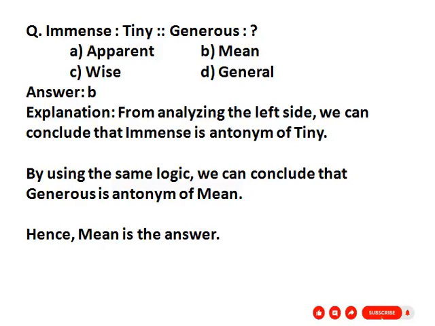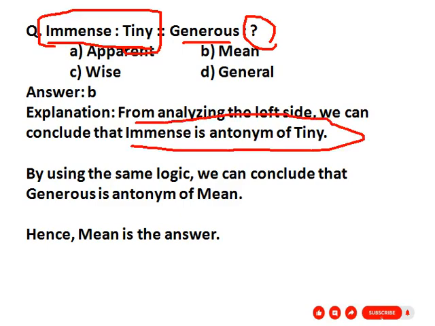Here we are discussing some important questions of the reasoning section, analogy part. Here, the first question is immense, tiny, generous, question mark. So, what is the relation between the first two, immense and tiny? Immense is the antonym of tiny. That is, tiny is the opposite word of immense. By the same logic, generous is the antonym of mean. So, mean is the opposite word of generous. Here given option B, mean. So, our correct answer is option B.